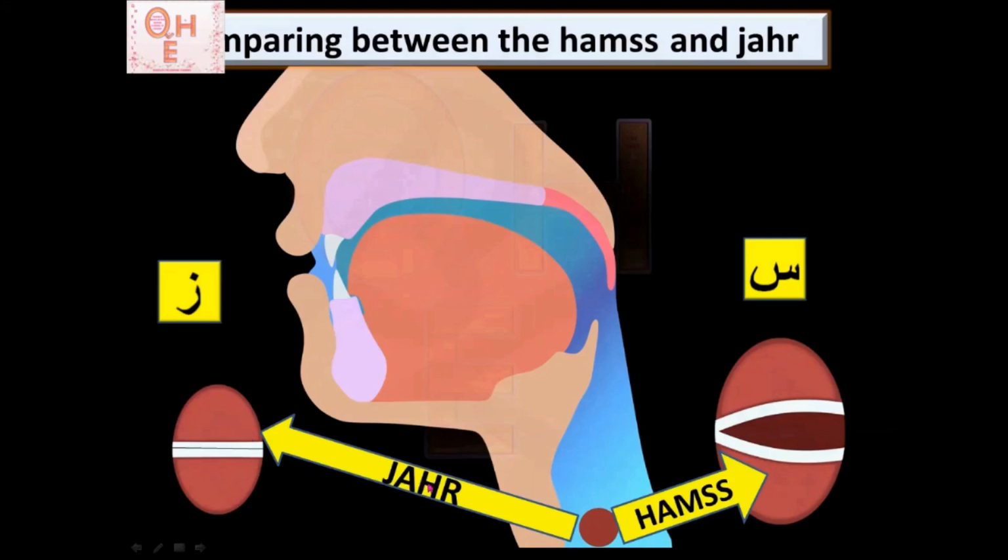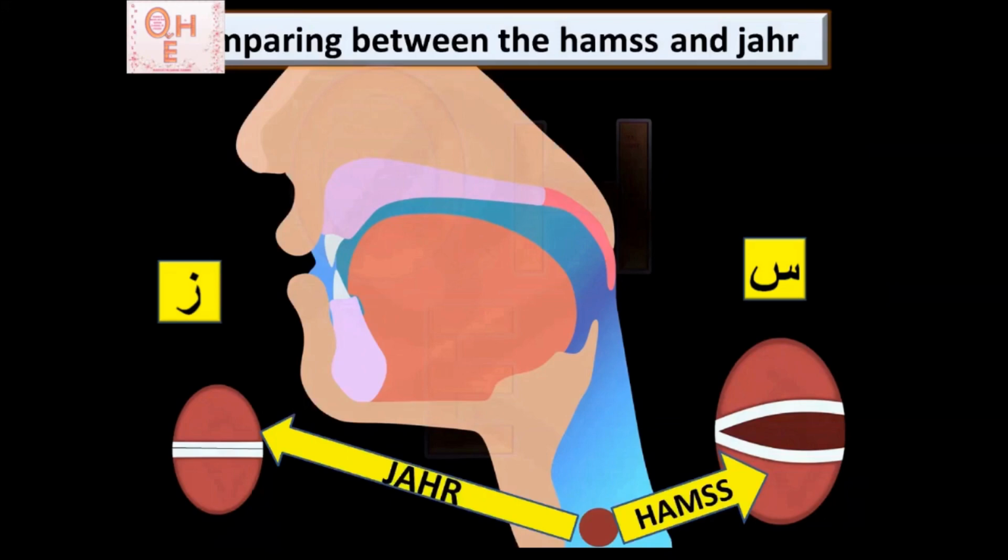As. But in letter za, the vocal cords are completely closed and there is vibration when we sound letter za, and this is caused by the trapped air of the breath. So if you put your hand on the vocal cords here and say za, you will feel the vibration under your hand and your vocal cords moving. That's why there is a difference between sin and za. Za is majhur, sin is mahmus.